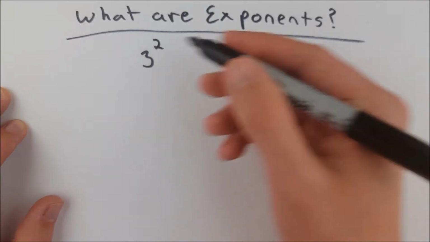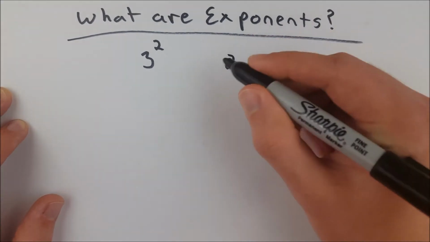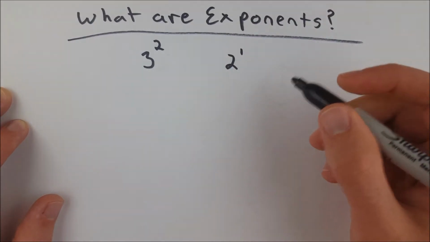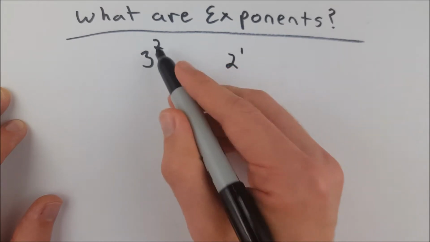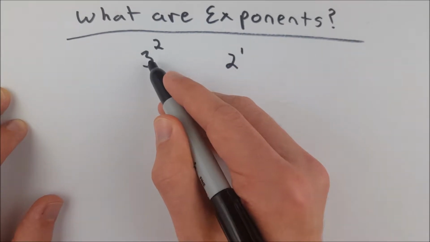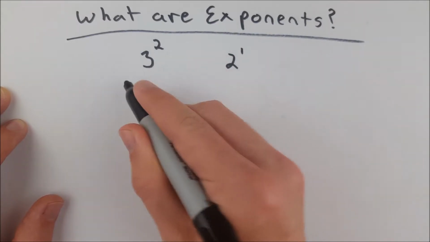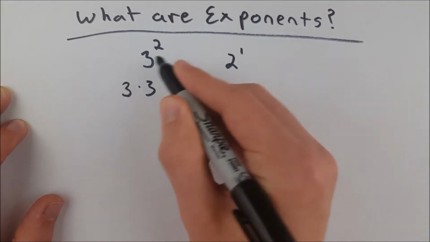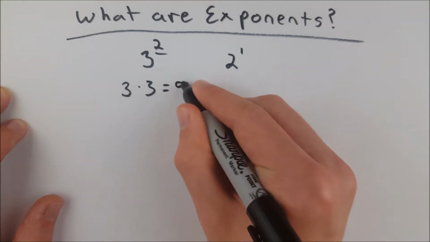Any number that is not written with an exponent, for example, if I just write 2, we assume that this is 2 to the first power, unless otherwise noted. But when we have something like this, 3 to the second power, this number up here, the index, tells us how many times to use this number in a multiplication. So for example, it means 3 squared, 3 times 3. We use 3 twice in a multiplication. And of course this would be equal to 9.